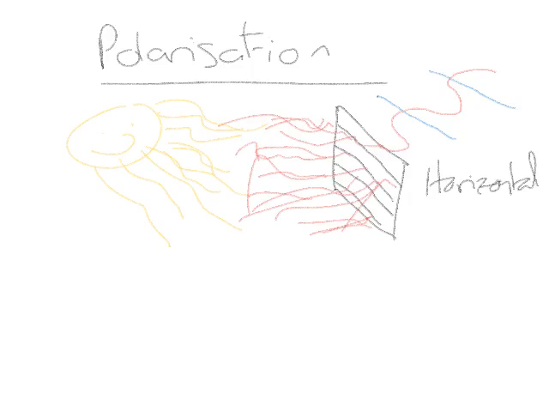So, polarized light is on the right. Normal light is on the left. Random alignment of the waves.